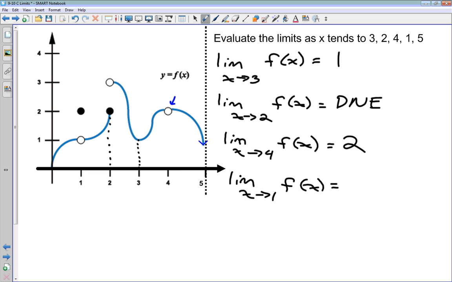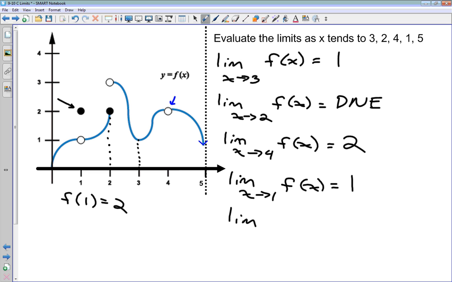x equals 1 is a weird one. The value of our function at x equals 1, so I should write f at 1, is 2. Okay? That's this black dot right up here. But what is the limit as x tends to 1 of this function? If you follow the trends of the curve on either side, what value do these seem to be heading towards, Malcolm? They seem to be heading towards 1. So even though the function has a value of 2, the limit as we tend towards 1 is just 1.